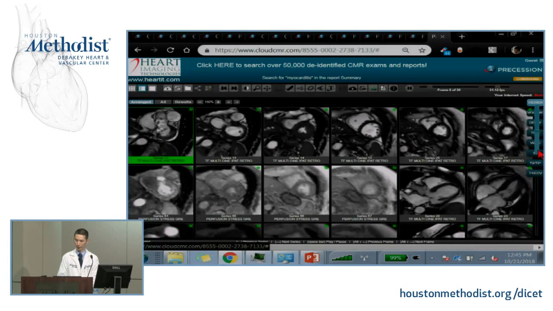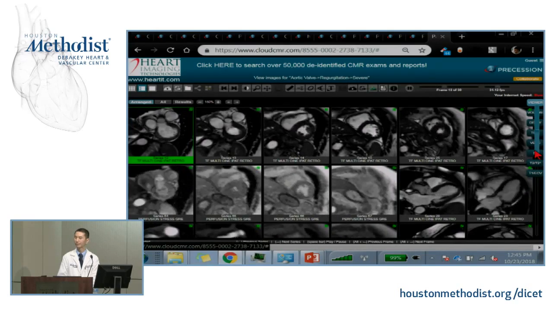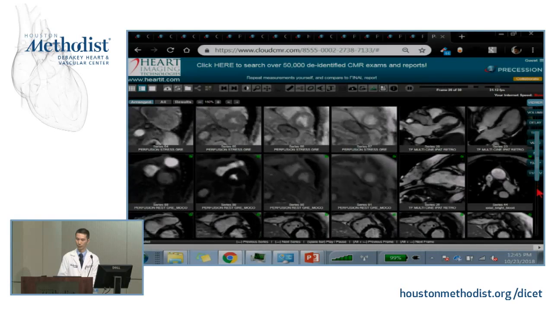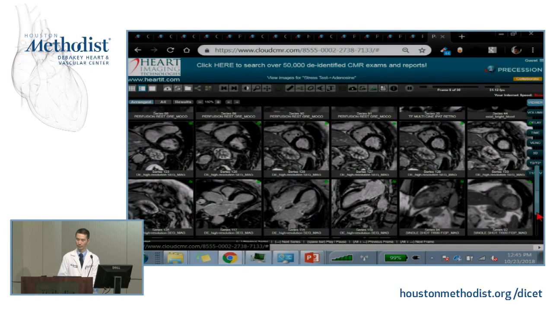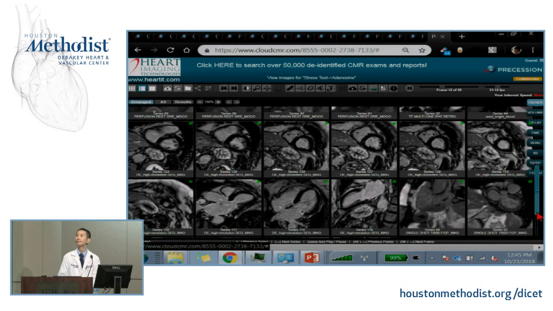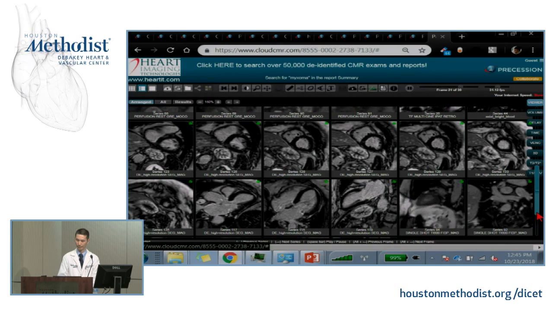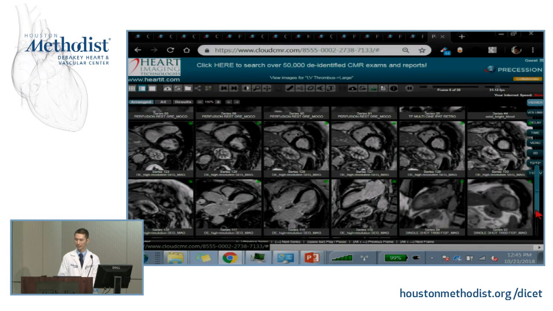So going by our algorithm, we start off with the wall motion. Any wall motion abnormalities? No big wall motion abnormality there. How about delayed enhancement? Not the most convincing, yes. Okay.